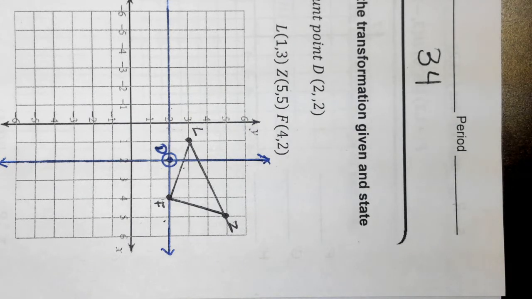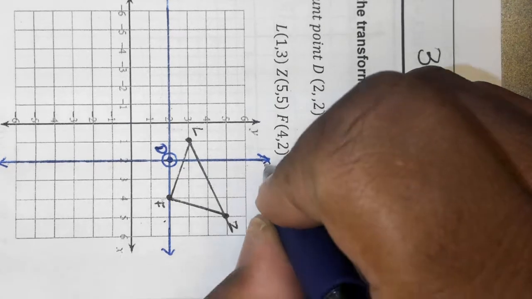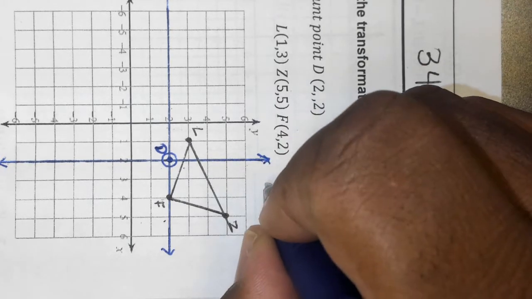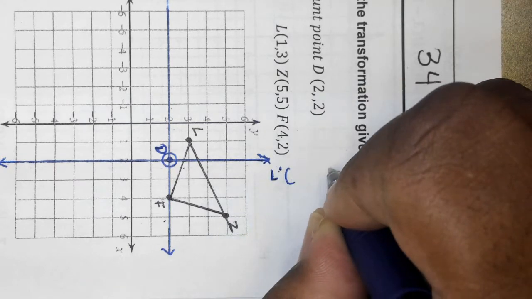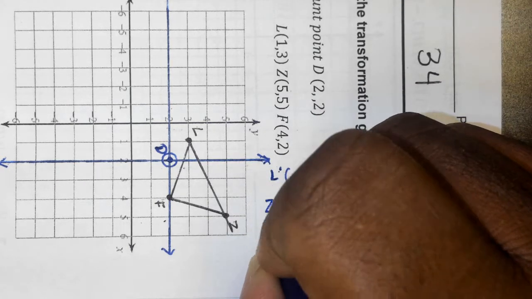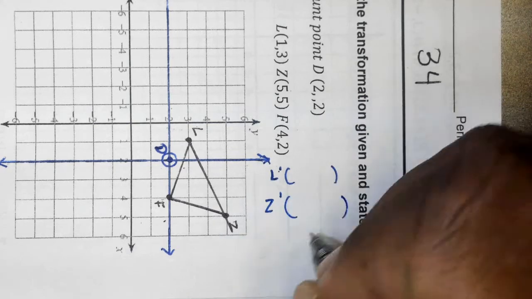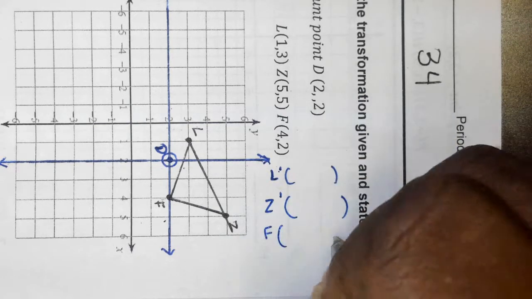Alright. Then from there, out to the side, right out here, I'm going to write my coordinates. This is where I see them from that center of rotation. My L prime from the center of rotation, my Z prime from the center of rotation, and my F prime from the center of rotation.